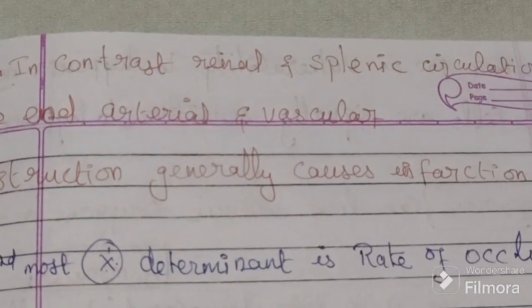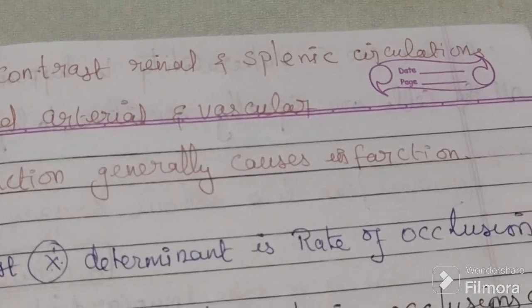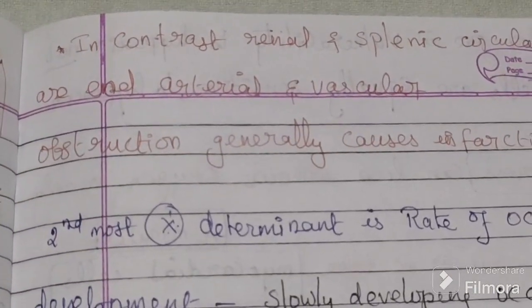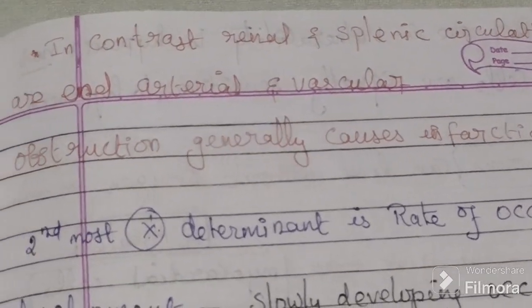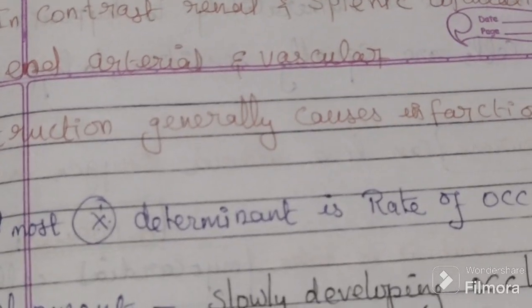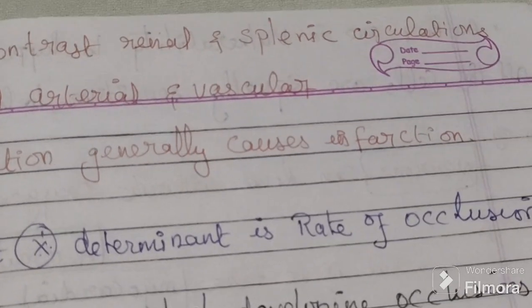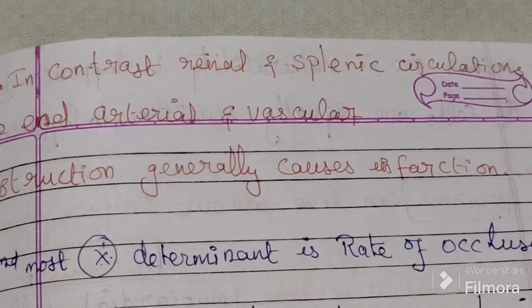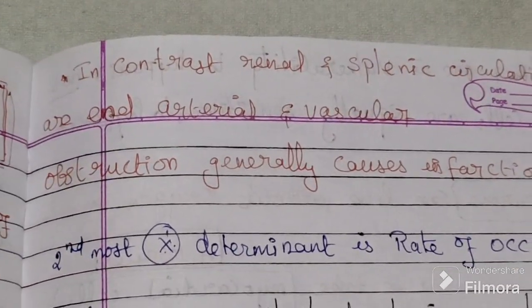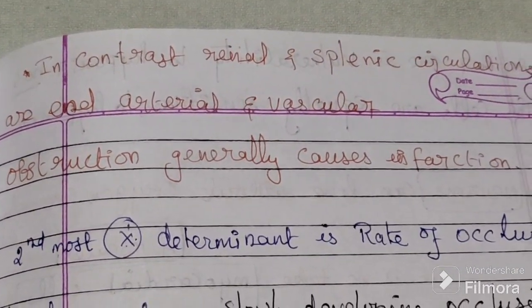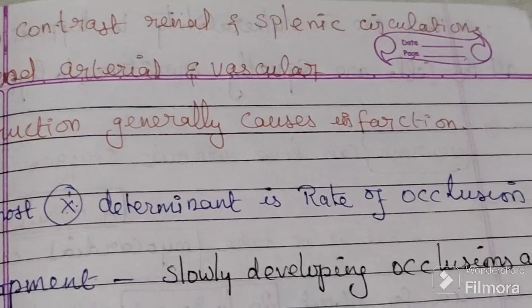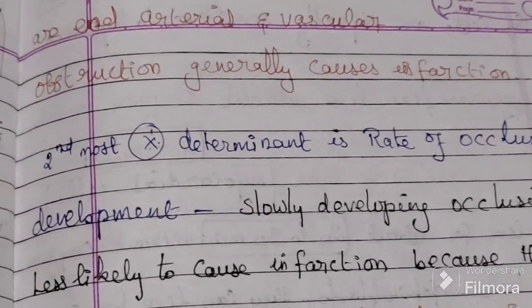In contrast, renal and splenic circulations are end arterial, and vascular obstruction generally causes infarction.